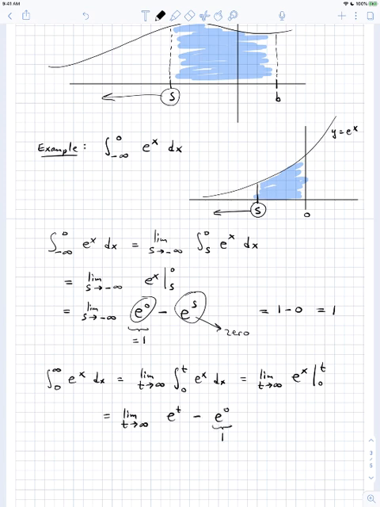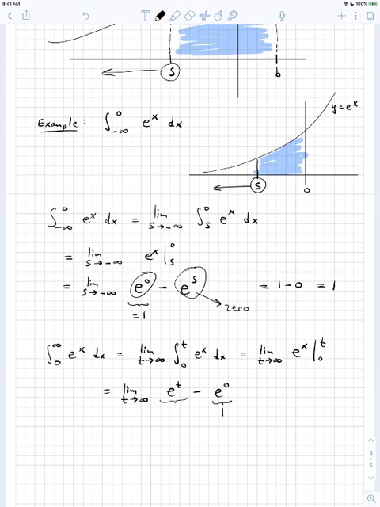And of course, e to the 0, that's still 1. But here we're looking at e to the t as t goes to positive infinity. So as you go to positive infinity, this thing explodes. It becomes huge. It becomes infinitely large. So this thing goes to infinity. So your limit is infinite, or it doesn't exist.